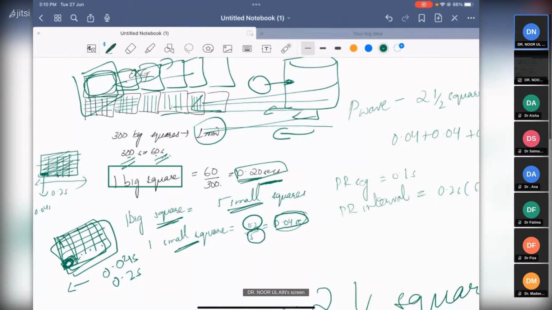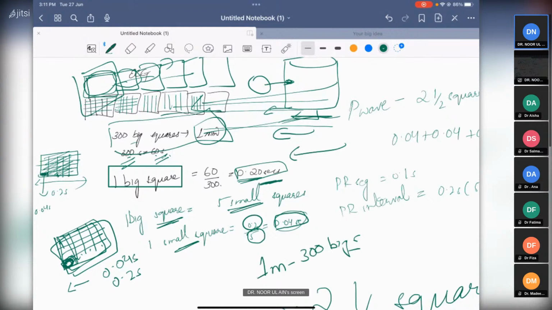Okay? So I said that ECG is basically a graph and it's moving at a certain speed, right? You need to know the speed of that graph. How fast does that graph move? How can you understand this? Remember, keep this in your mind. Every 1 minute, 300 big squares will move ahead.